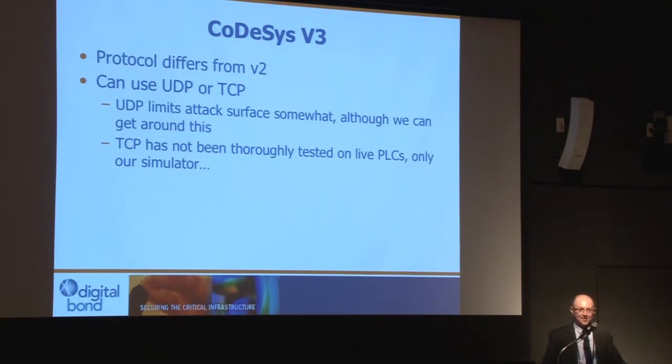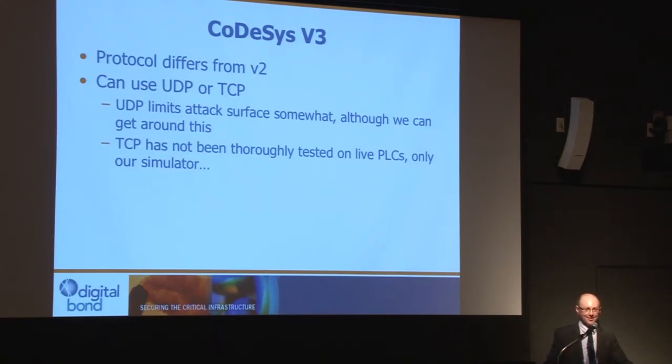So we saw the small explanation of the CoDeSys version 2 protocol. Let's look at the CoDeSys version 3 protocol. So CoDeSys version 2 only used TCP as its transport layer. CoDeSys version 3 can use TCP and UDP. Using UDP limits the attack surface somewhat, although there are some tricks we can use to get around the UDP limitations. TCP we have not thoroughly tested.